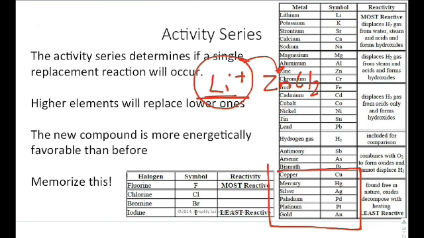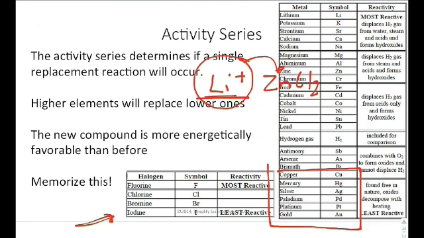You wouldn't want to put copper, or excuse me, gold in your pocket and all of a sudden have the gold react and now you have no more gold. Okay, you also need to be familiar with the idea of halogens. These are pretty easy to do. They go in the order of the periodic table.